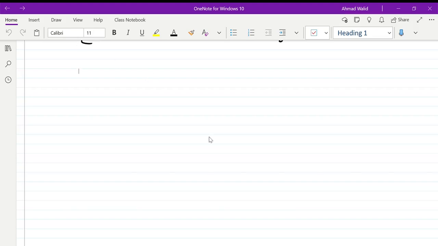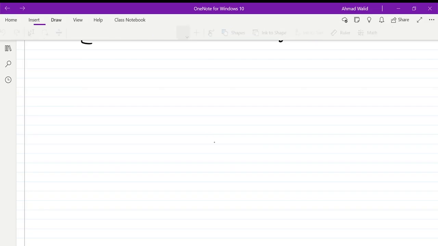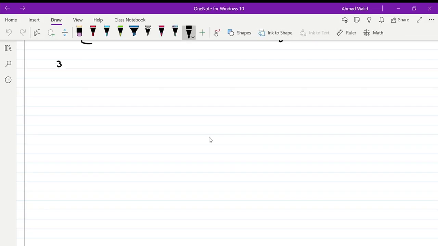Hello all, let's just start part 2 of section 3.4. Still we are in section 3.4. In part 2, I will discuss first the properties of roots of polynomial function.